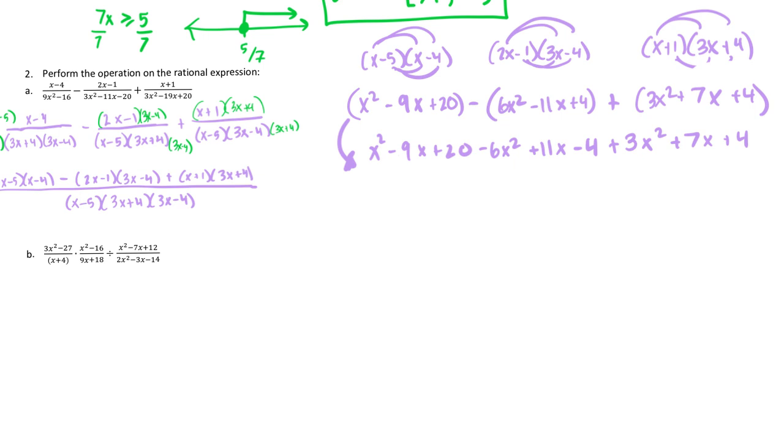So I have x squared minus 6x squared plus 3x squared, which should give me negative 2x squared. Then I have negative 9x plus 11x plus 7x. If I go negative 9 plus 11, that's 2, and then plus 7, 2 plus 7 is 9x. And then we've got 20 plus 4 minus 4. That one's nice. So there we go, all over our LCD, which is x minus 5, 3x plus 4, and 3x minus 4.